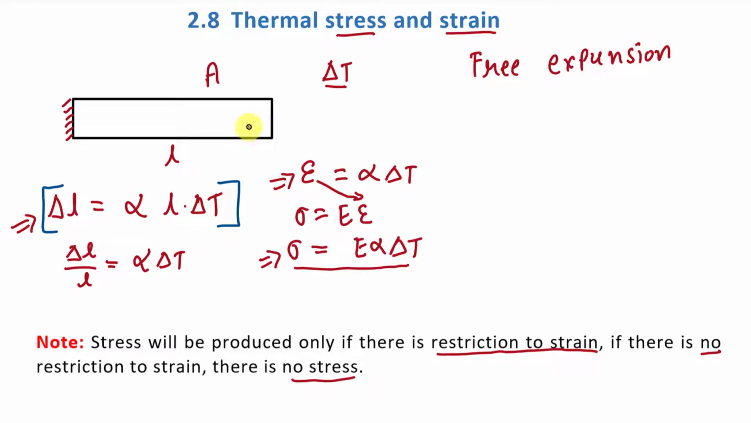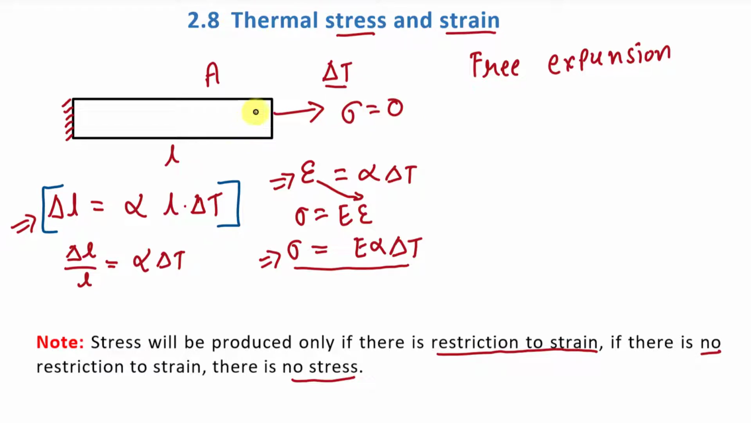Because here this body can expand in this direction, right? And in that case value of stress will be 0, because there is no restriction to strain. So value of stress is 0, means there is no stress. So in this case value of stress is 0. I hope that you understand this concept, right?